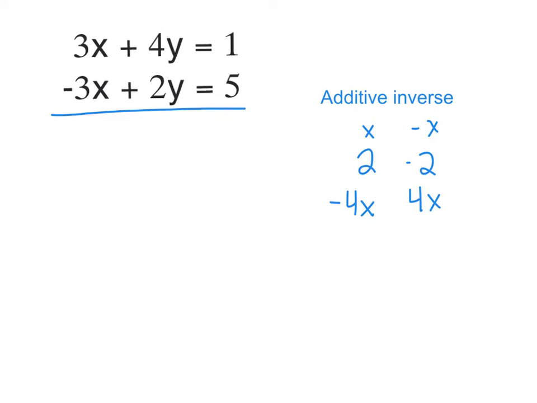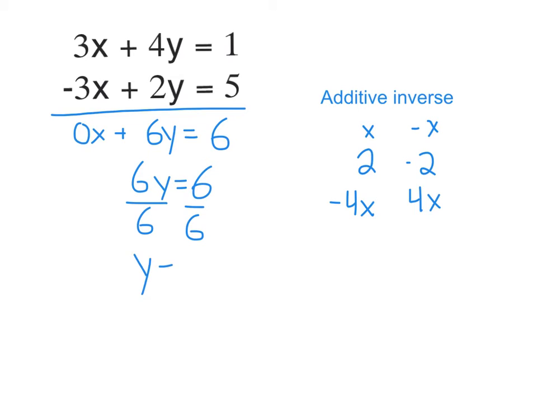3x minus 3x is 0x. 4y plus 2y is 6y, and 1 plus 5 is 6. So I'm left with 6y equals 6. Because I have one variable left and one equation, I can figure out what that variable is by using inverse operations. And I find that y itself equals 1.